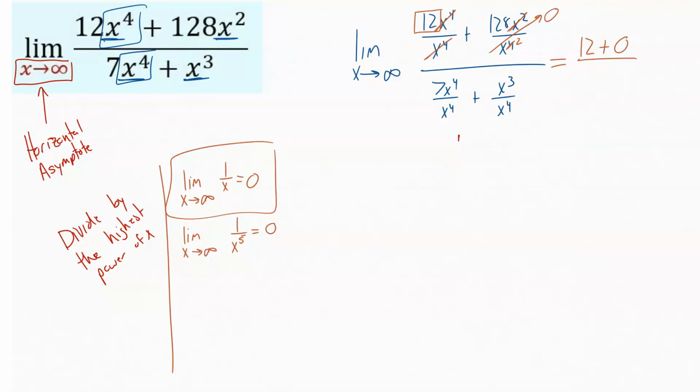On the bottom, we again have matching x to the fourth and x to the fourth. So those are going to cancel out, and that's going to leave us with a 7. And then on this last piece here, all those x to the thirds are going to cancel out with everything but 1. So you're really looking at 1 over x. Again, that definition that we get to use, which tells us that this goes to 0.